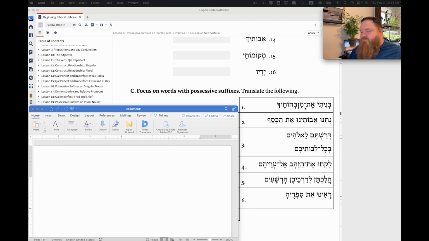Why is there no hey? Well, remember, there are 4 ways that a Hebrew noun can be definite. One is if it has the definite article. If a Hebrew noun has the definite article, it's definite. Another way a Hebrew noun can be definite is if it is a proper noun. That would be like place names or people names, something like that.